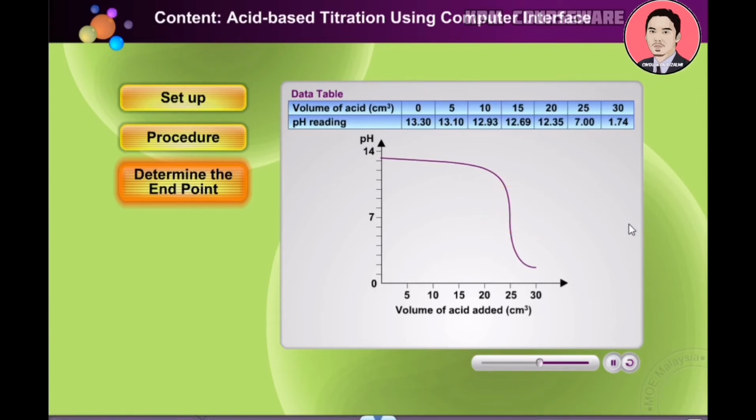From the graph, can you determine the endpoint? Click on a point along the line. The endpoint is here, at the midpoint where the pH sharply decreases. Can you guess why there is a sharp pH drop? Yes, at that point, there are no hydrogen ions or hydroxide ions left, since all of them have combined to form water molecules. A drop of titrant after that point increases the number of hydrogen ions. Thus, the pH value keeps on dropping.